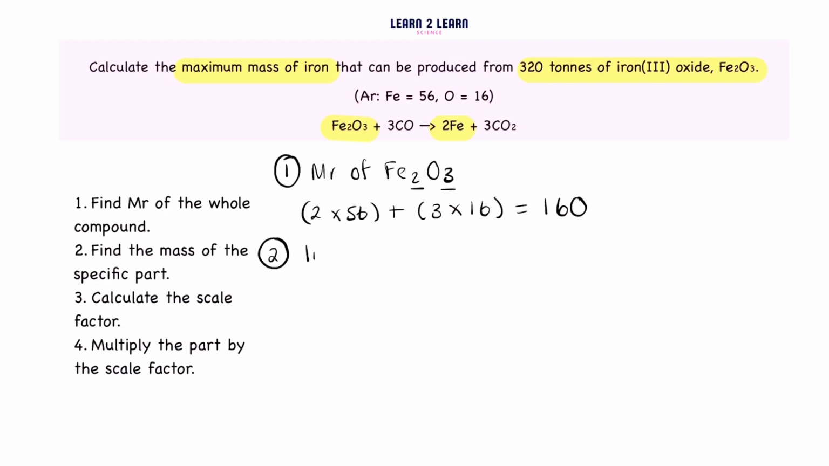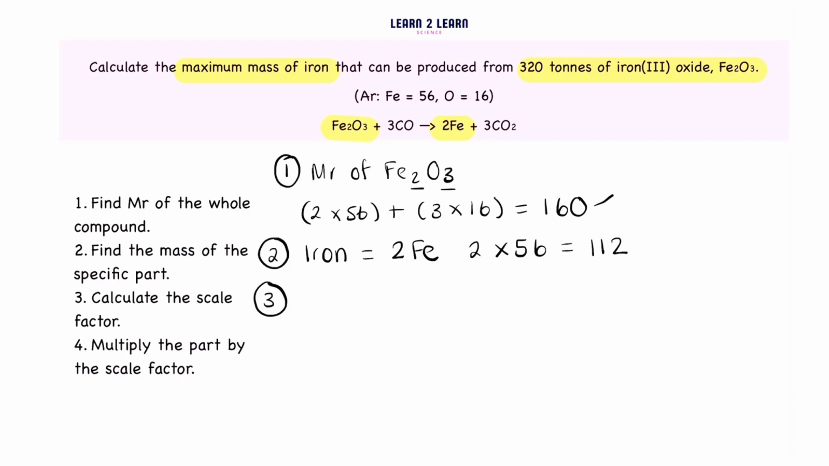Step 2 is finding the mass of the specific part the question is after. So we are after the maximum mass of iron. Therefore, from our balanced equation, we have 2Fe. So we are going to multiply our AR of iron by 2, which is going to give us 112.